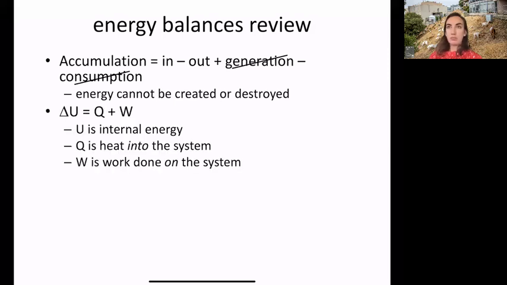So then what does energy actually look like? It really comes in 2 forms.